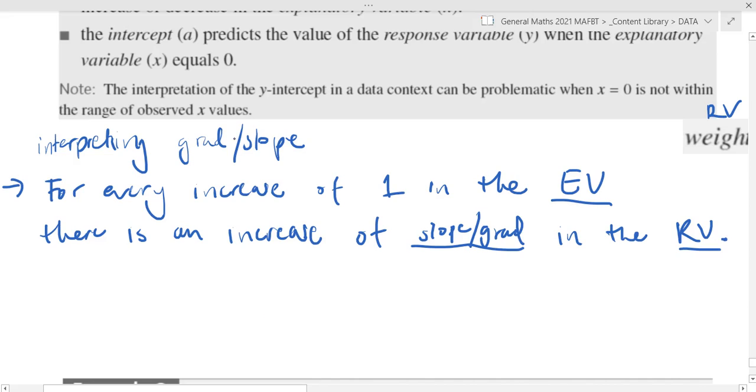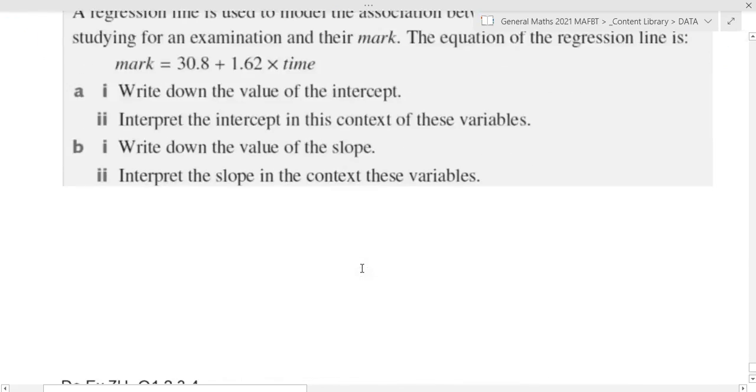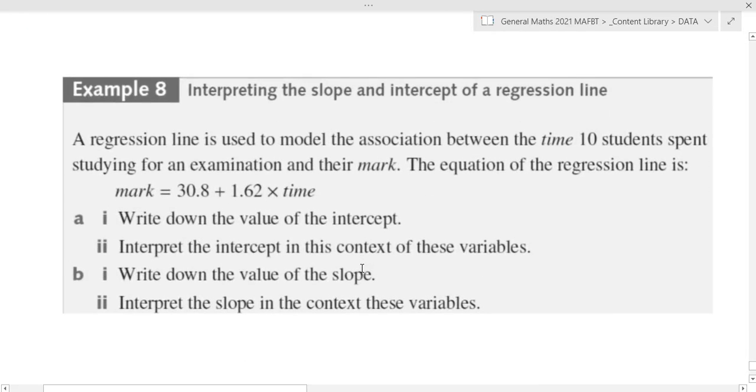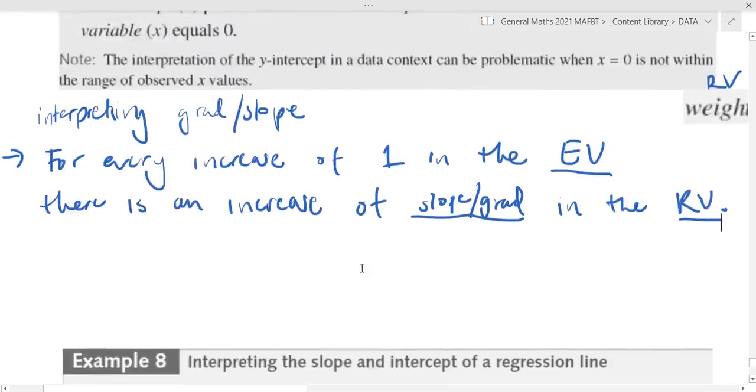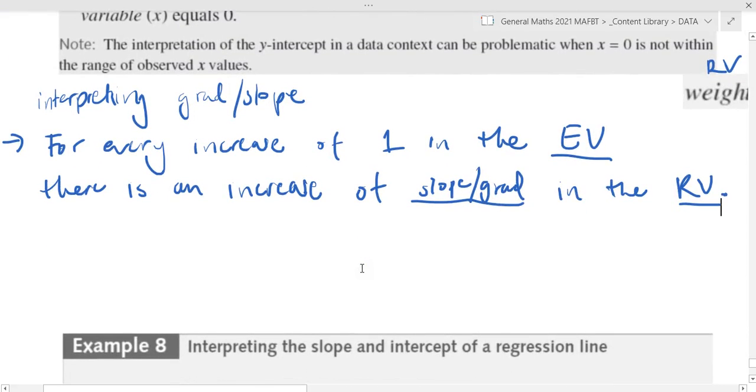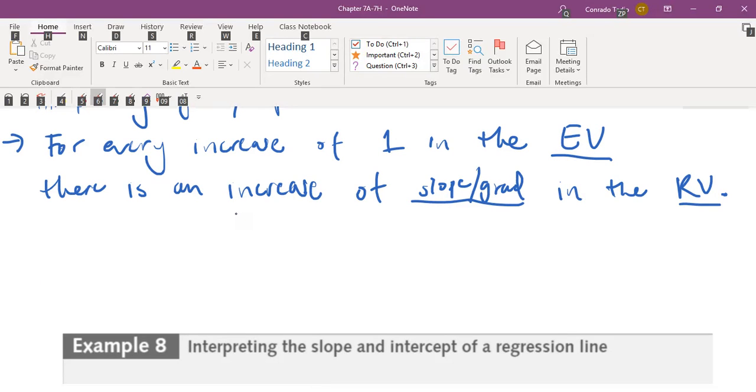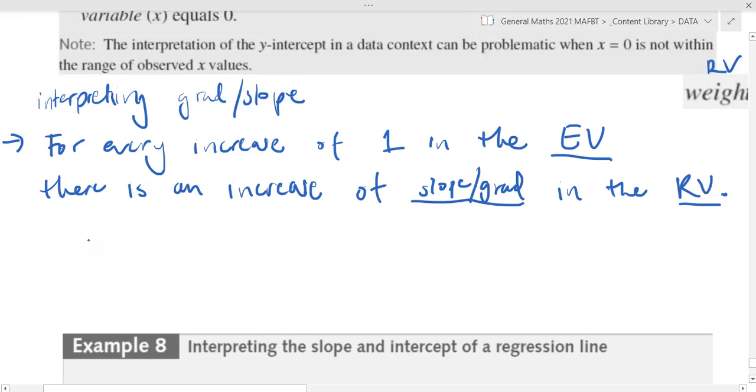So this is for interpreting the gradient or the slope. Same thing. So write down that sentence, please. You will need to use it. And you don't have to get really fancy with these sentences. If you just use the format, I'm happy with that. Alright, so that's for interpreting the slope.